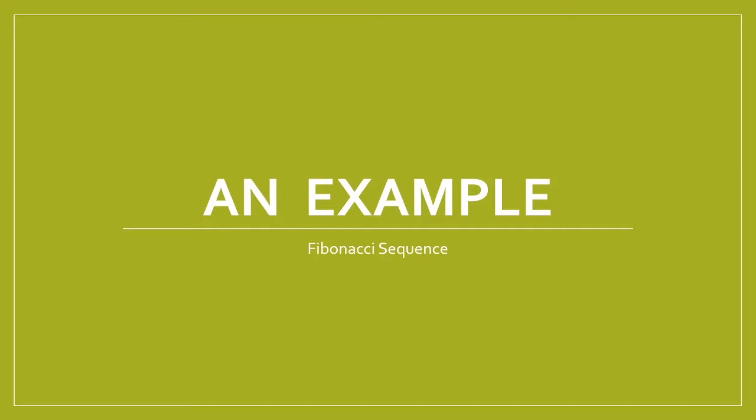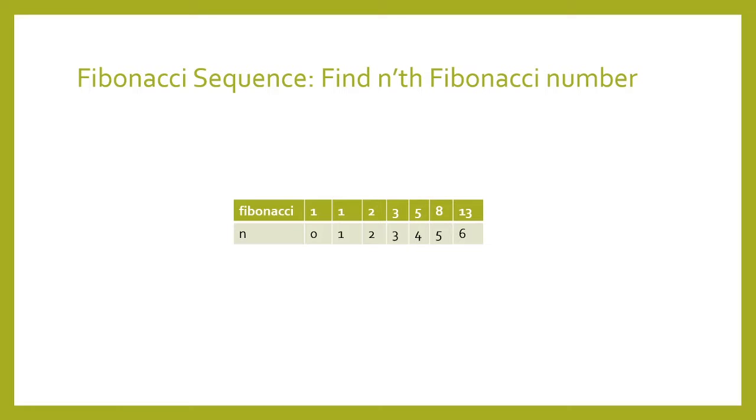Now let's understand this concept with the help of an example. Fibonacci sequence is a sequence where each number is the sum of the previous two numbers, starting with 1 and 1. As you can see here, Fibonacci of 5 is 8, which is the sum of Fibonacci of 3, which is 3, and Fibonacci of 4, which is 5. So 3 plus 5 is 8. So Fibonacci of 5 is the sum of Fibonacci of 3 and Fibonacci of 4. And the problem is to find the nth Fibonacci number for any given n.